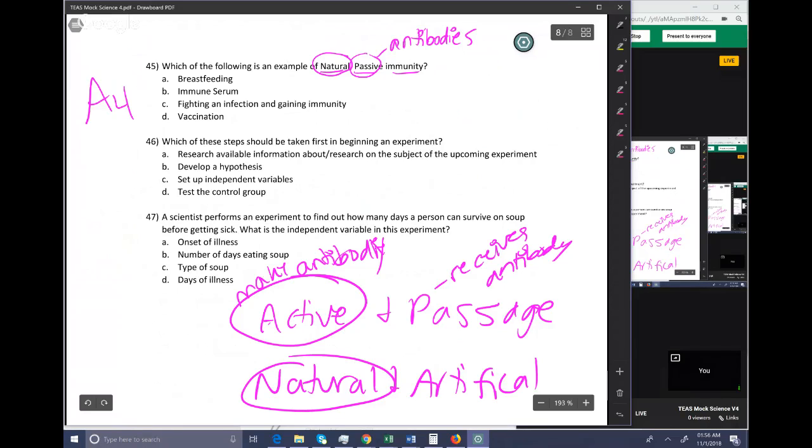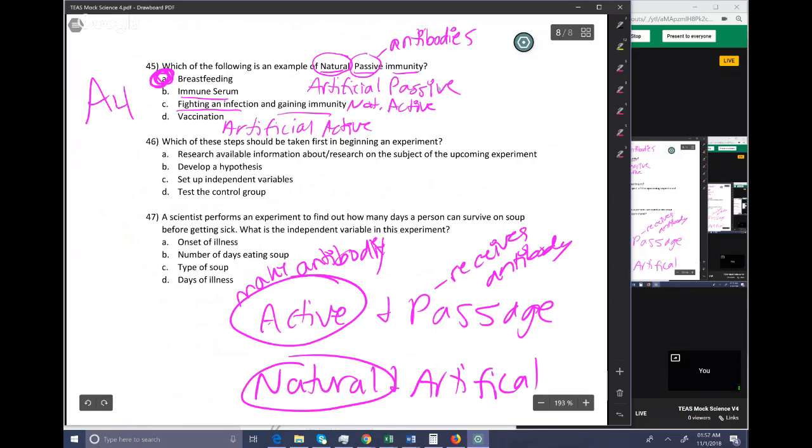Natural is going to mean exactly what it sounds like, natural. So breastfeeding is where you would receive already pre-made antibodies without scientific intervention. Very close to this would have been artificial passive. They're all close, and all of these answers relate to one of the possible types of immunity. Artificial passive would be an immune serum. Fighting an infection and gaining immunity would be natural active. Vaccination would be artificial active.